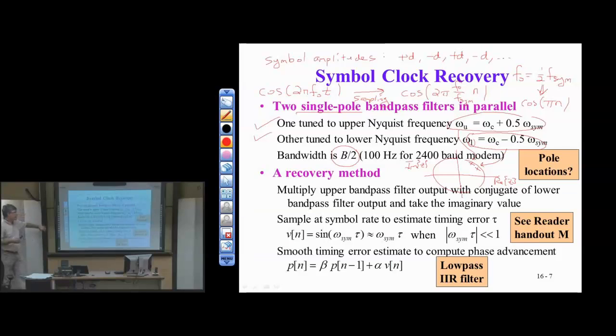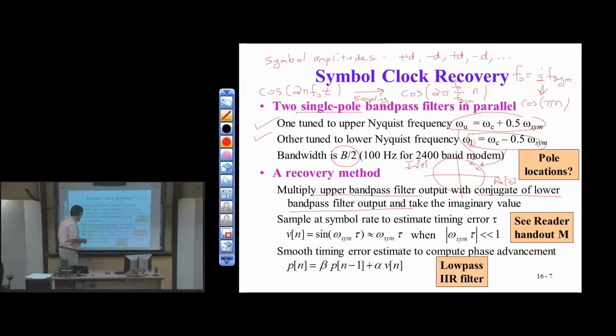Now we're going to combine the output of these two filters in a nonlinear way, and that's what makes this algorithm work. The handout has the details on it, but we're going to multiply the upper bandpass filter output with the conjugate of the lower bandpass filter output. It turns out this will unlock an estimate of the symbol timing error in the previous symbol time, or you can say the current symbol time, that will feed back to use in the next symbol time.